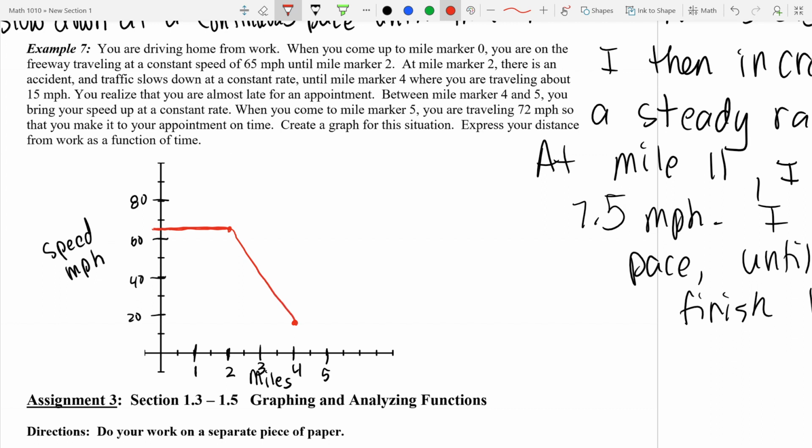Between mile marker 4 and mile marker 5, you bring your speed up at a constant rate. When you come to mile marker 5, you are traveling 72 miles per hour. So maybe about like that, and you're increasing at a constant rate, okay? So that you make it to your appointment on time.